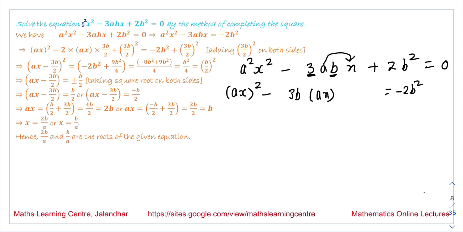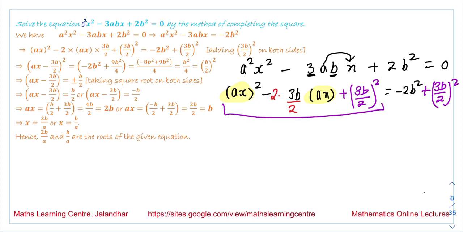Now we want to complete the square over here. So what we are going to do is multiply and divide this term by 2. This is ax whole square, we have ax over here. So we are going to add 3b by 2 whole square on this side and 3b by 2 whole square on this side. This whole term will become ax minus 3b by 2 whole square, and this term is minus 2b square plus 9b square by 4.